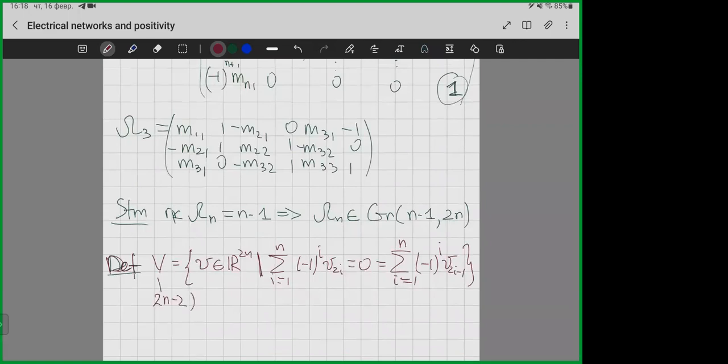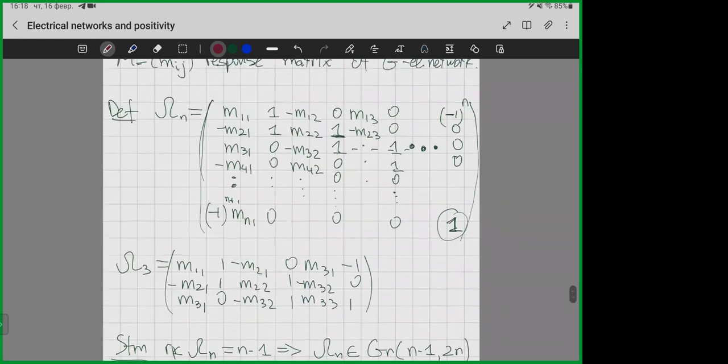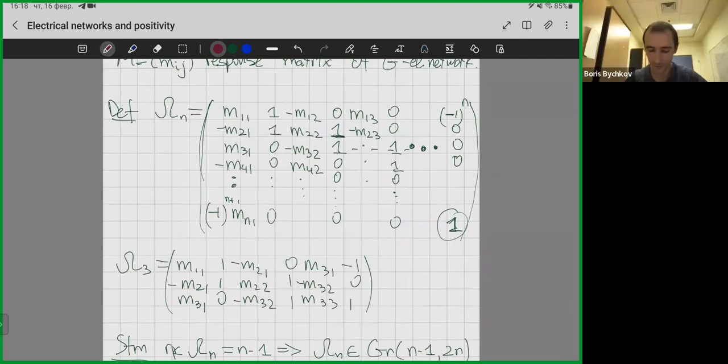Sorry, I understand why the alternating sum of even columns here is 0. I mean the first row may be problematic. There's 1 and minus 1, or it's not minus 1, it's minus 1 to the n. Yeah. That's it.